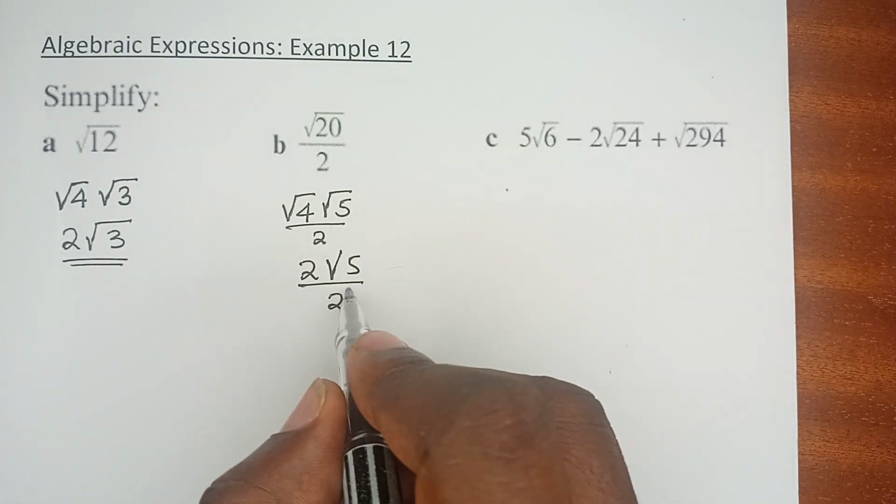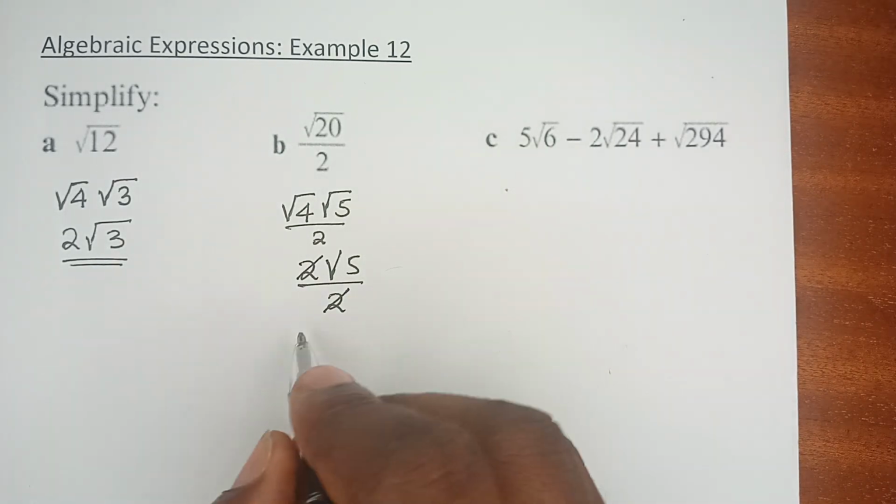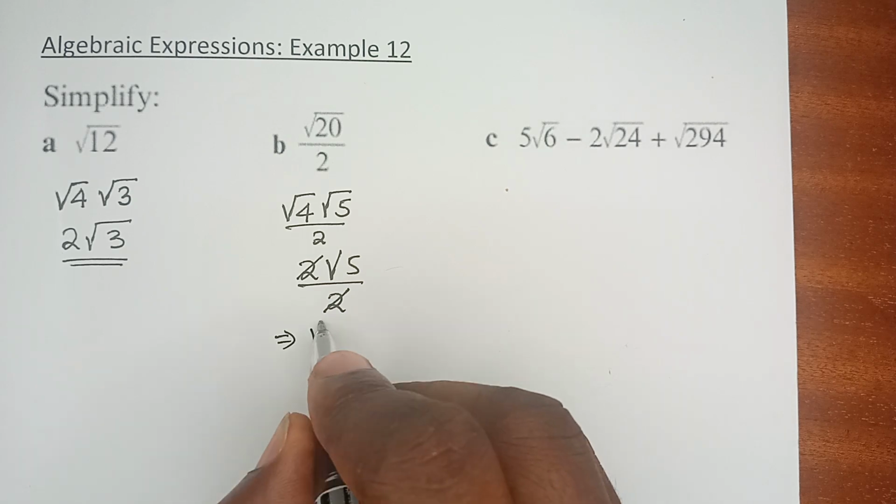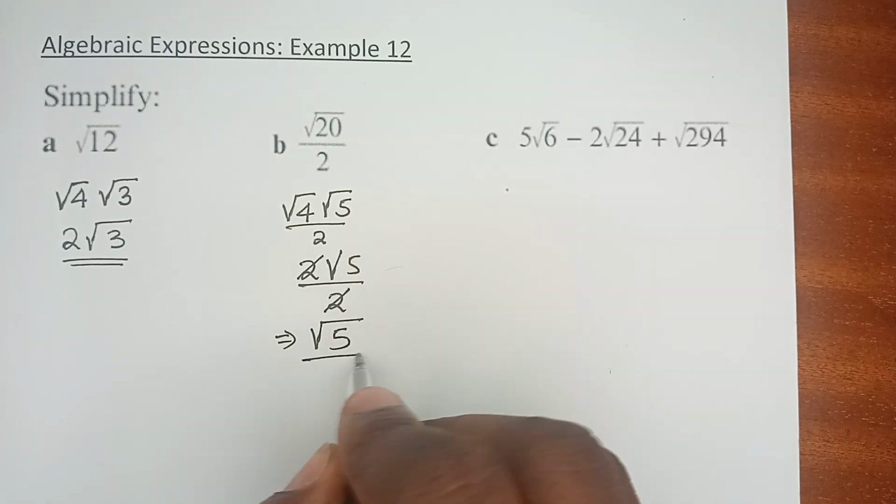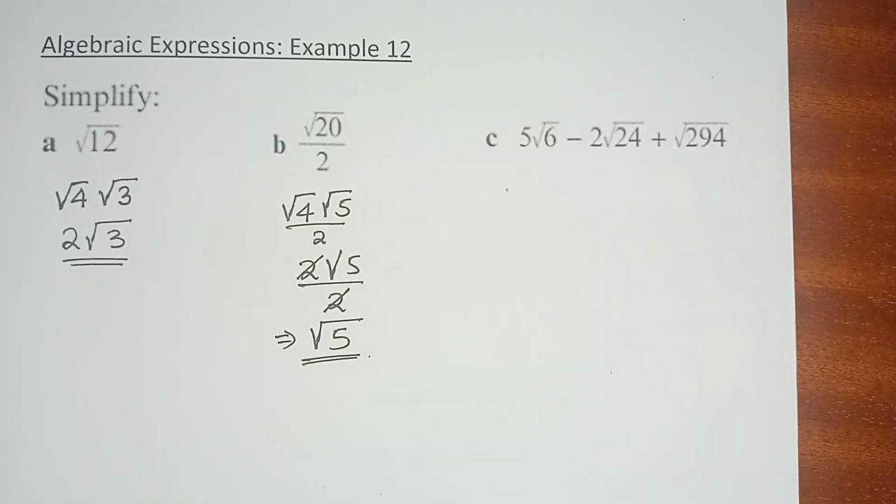And as you can see, these 2 and 2 will cancel out, and eventually we'll have root 5 as the final answer to that question.